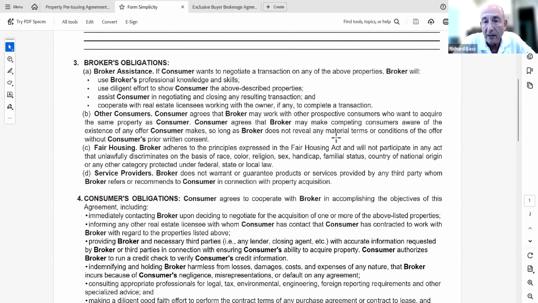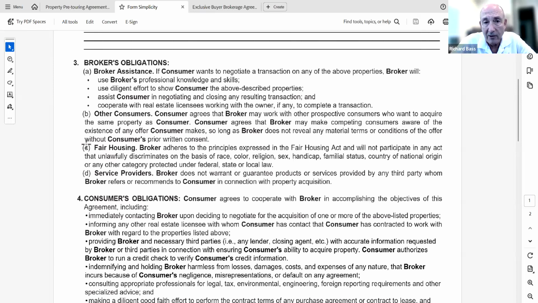It's simply explaining to somebody that, listen, there are limited properties out there in the criteria you're looking at, and someone else from my brokerage or even myself might have another buyer who's looking for the same thing. If that's the case, I'm going to tell you that there are competing consumers looking at this property, but I am not able to share with you any terms or conditions of the offer.